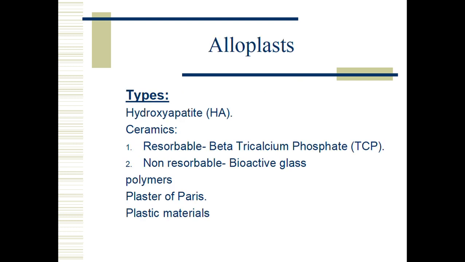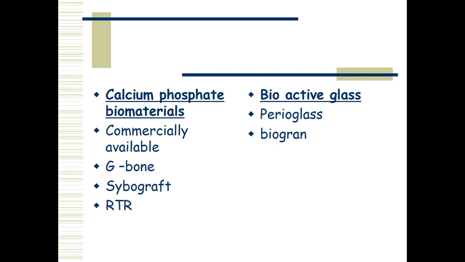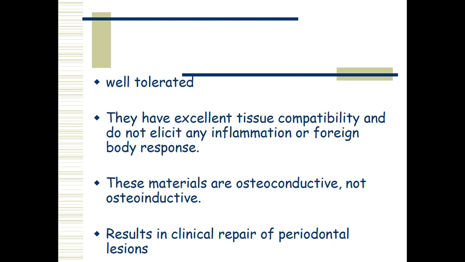Alloplast. Materials available are hydroxyapatite and ceramics. They are resorbable, like beta tricalcium phosphate, or non-resorbable, for example bioactive glasses, polymer, plaster of Paris and plastic materials. Calcium phosphate biomaterials and bioactive glasses are commercially available as G-Bone, Cerabone, RTR, and bioactive glasses are available as PerioGlass and BioGran. They are well tolerated, they have excellent tissue compatibility and do not elicit any inflammatory or foreign body response. These materials are also osteoconductive, they are not osteoinductive, and they result in clinical repair of periodontal lesions.